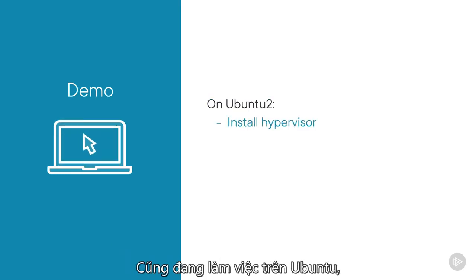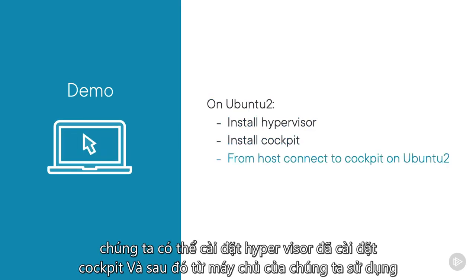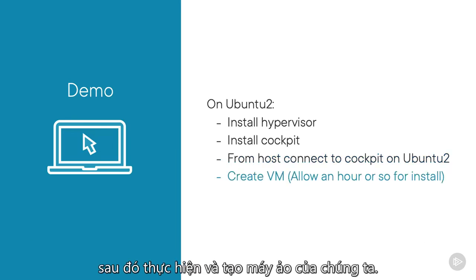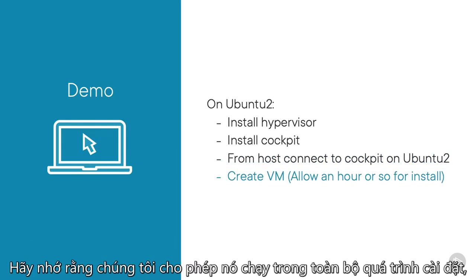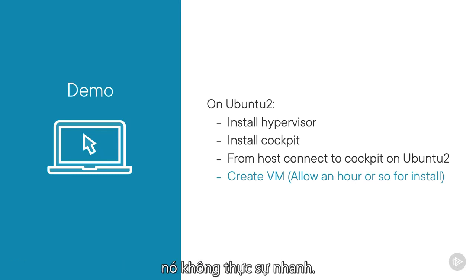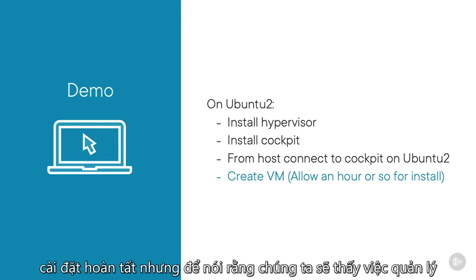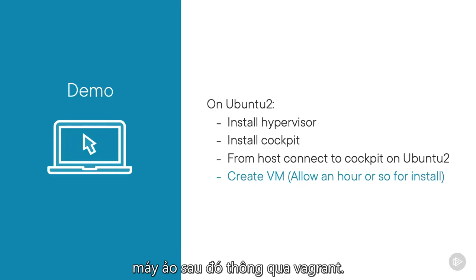Working on Ubuntu 2, we can install the hypervisor, install Cockpit, and then from our host, using a browser on our host, we can connect to Cockpit on our Ubuntu 2 system, and we can then go through and create our virtual machine. Bear in mind that if we do allow it to run through the complete installation, it's not particularly quick, so allow an hour or so if you want to run through the complete install. But as I say, we will see managing our virtual machines later through Vagrant.